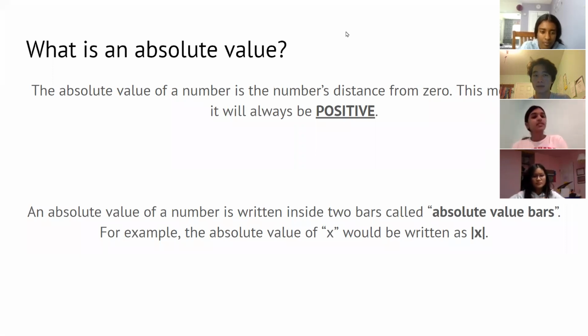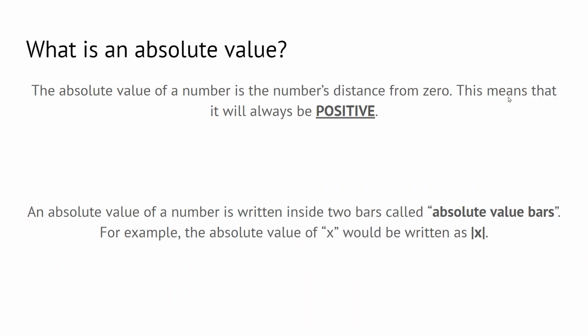So what is an absolute value? The absolute value of a number is the number's distance from zero. This means that it will always be positive because the distance is positive. So an absolute value of a number is written inside two bars called the absolute value bars. For example, the absolute value of x would be written as this. So the two bars would be around the x.